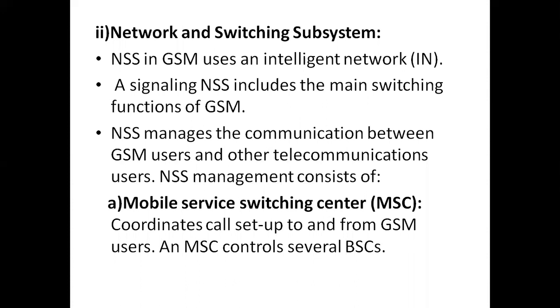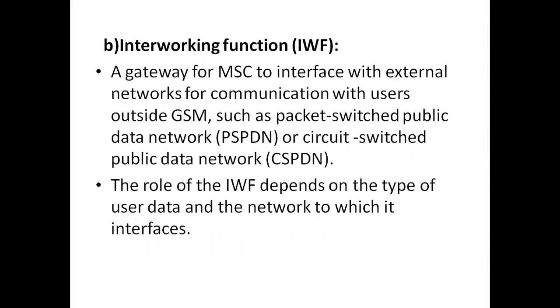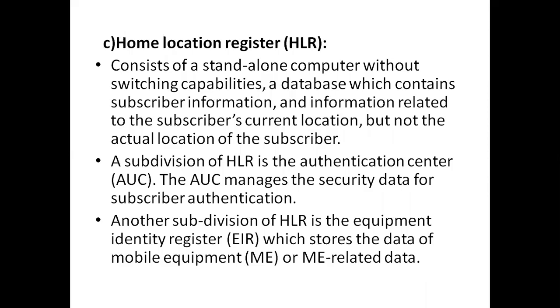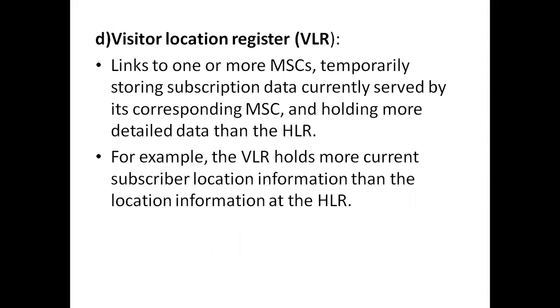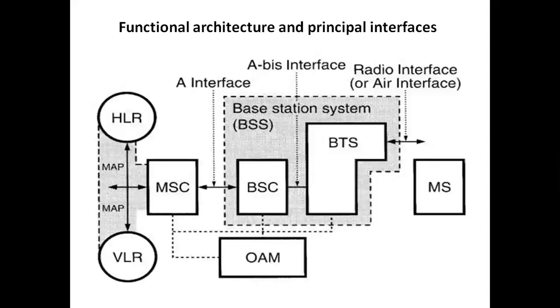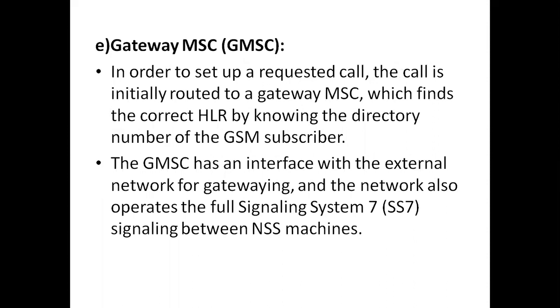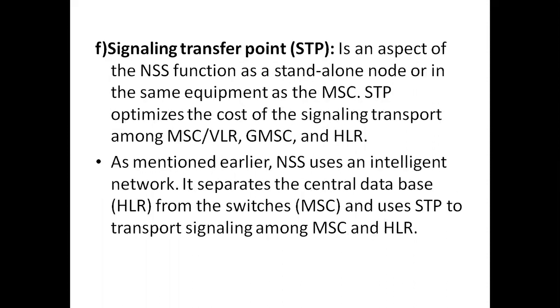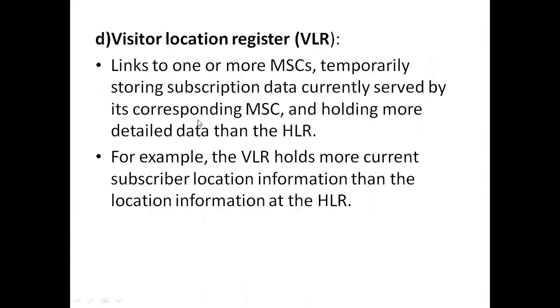What are the functions of the NSS? We have mainly six or seven functions in the NSS. First, the mobile service switching center, MSC. Second, the interworking function, IWF. Third, the home location register, HLR. Fourth, the visitor location register, VLR. Fifth, the gateway MSC or GMSC. Sixth, the signaling transfer point, that is STP. These are all functions performed by the NSS.